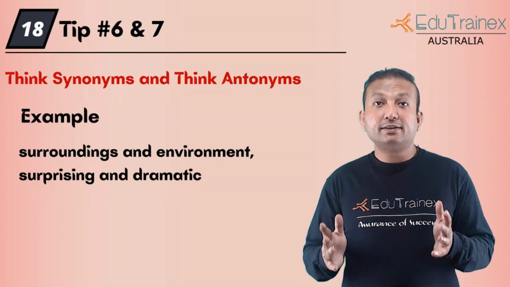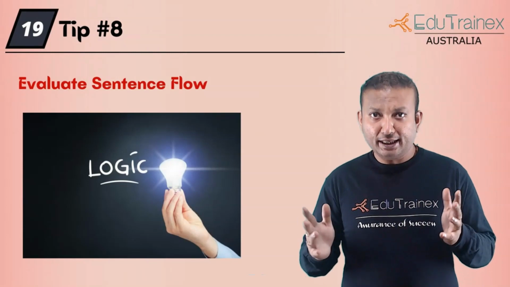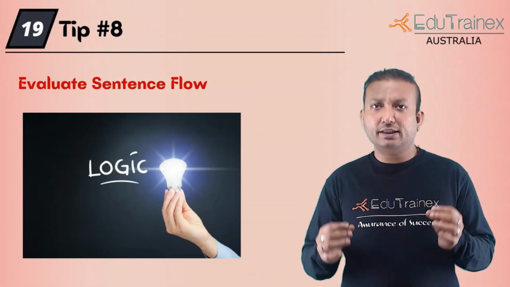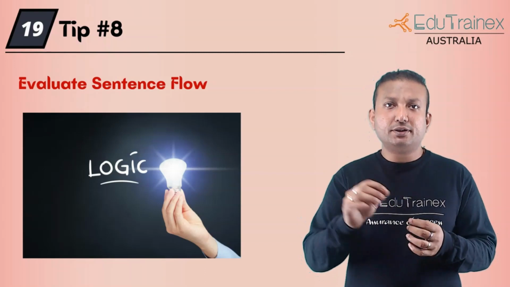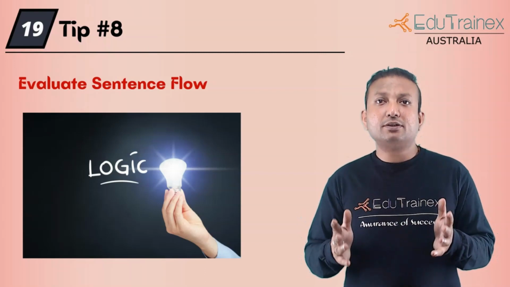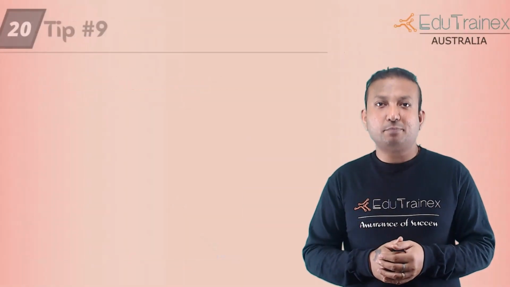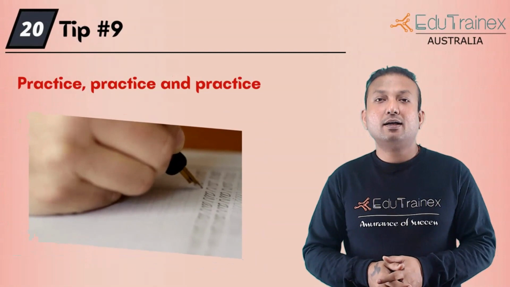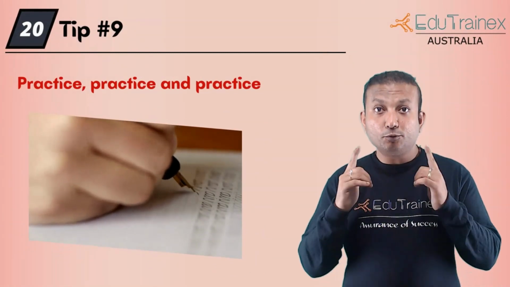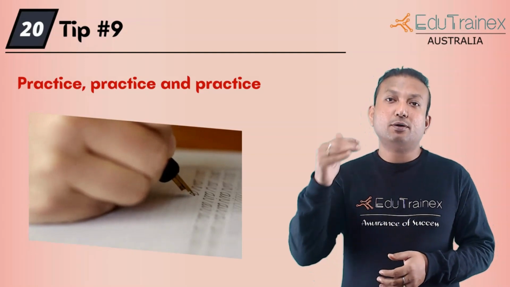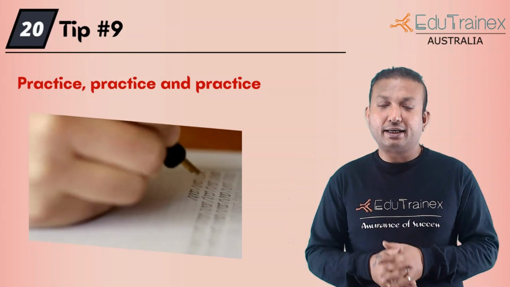Tip number 8 is evaluate the sentence flow. Does the sentence flow naturally with your chosen word? Is it logical? Read the sentence aloud with the word you have inserted to check if it fits smoothly or not. And tip number 9 is practice, practice, and practice. I have seen a lot of students scoring very low in the beginning, but with practice, their scores improved a lot. You can see an example here. So do a lot of practice.